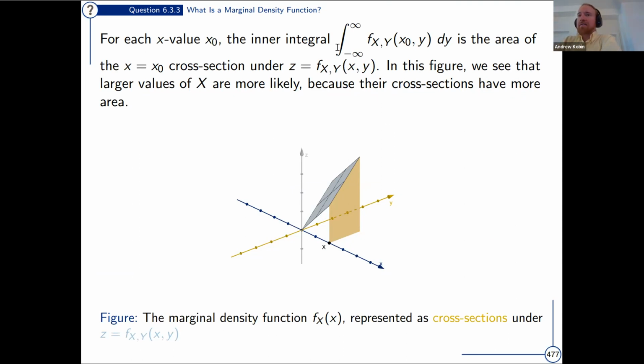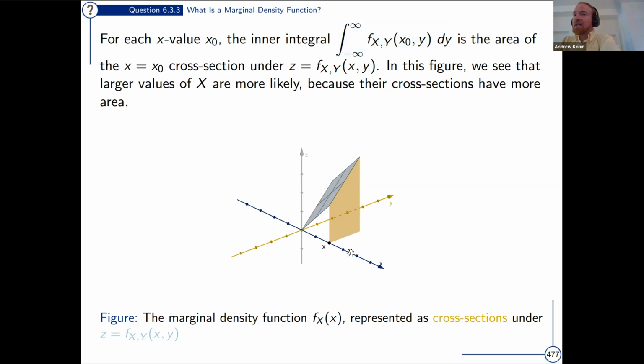So what this looks like is if we look at this improper integral where we've plugged in a particular x value, then this single improper integral with respect to y is picking up the area of the cross section of the joint probability function at that fixed x value. So if I fix an x value here, we look at a cross section, maybe this gold plane of the joint density function z equals f sub xy, then the area of this gold shaded figure will actually give us the value of the marginal density function at x naught.